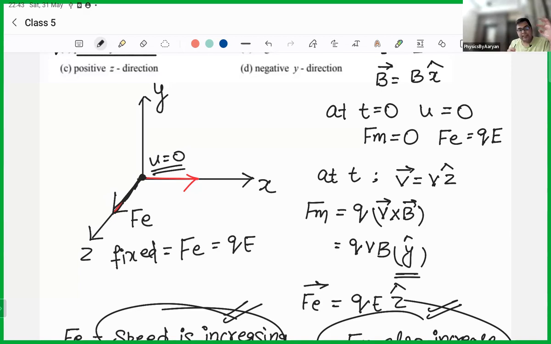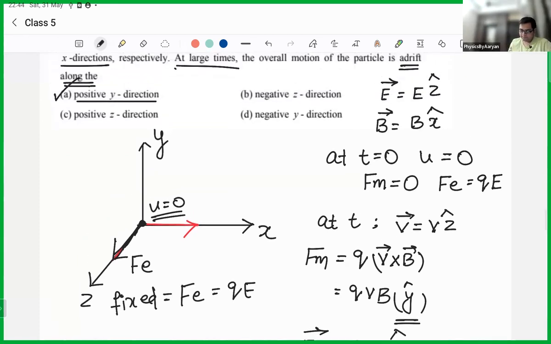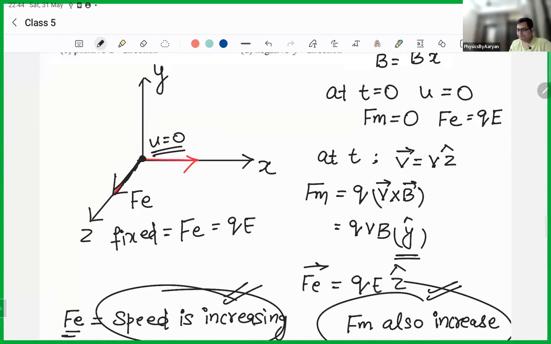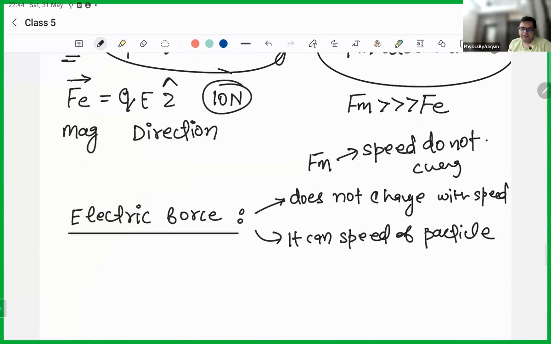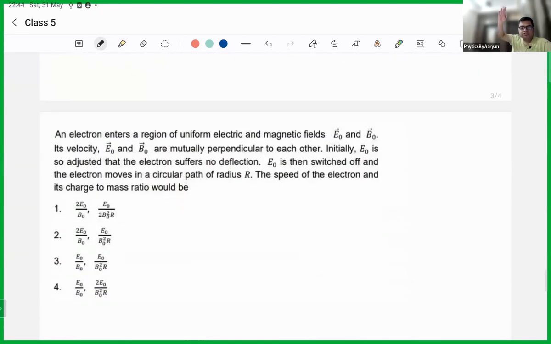Initially the electric force was more, the magnetic force was less. The magnetic force was even zero. But because of the electric force, the particle obtained speed, and this speed is increasing. As the speed is increasing, the magnetic force will also start to increase. And after a long time, the magnetic force will dominate, and the magnetic force is acting in the positive y direction. So ultimately the particle will be drifting in the positive y direction. The purpose is to take it upward.